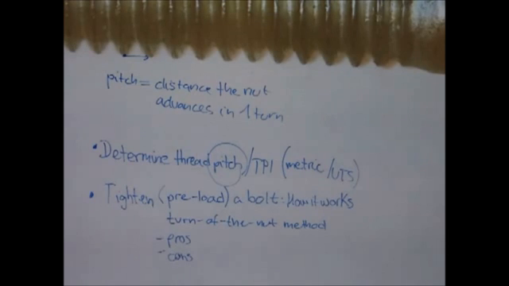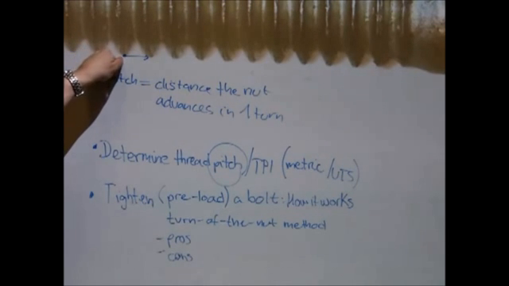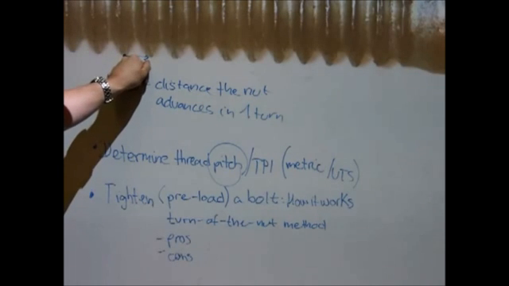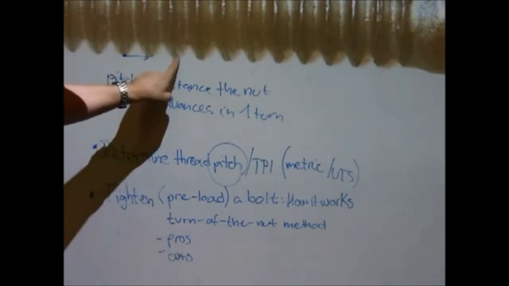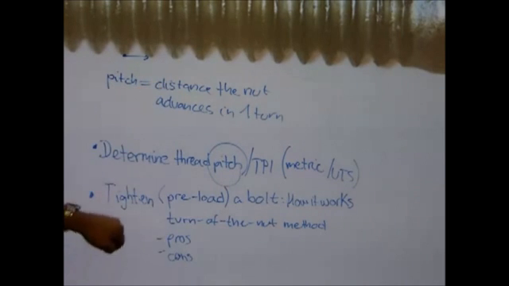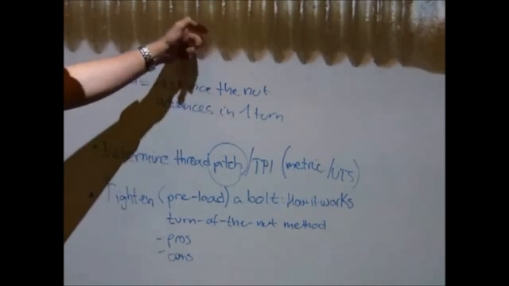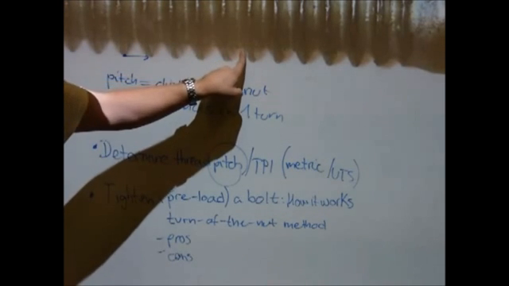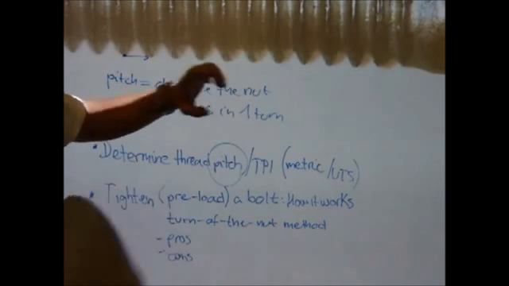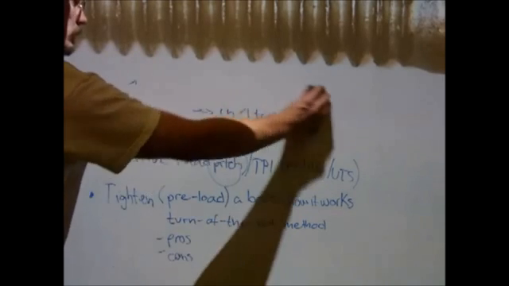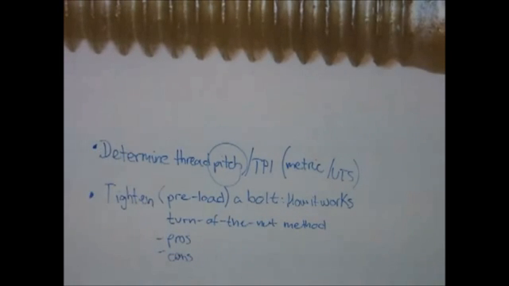in one full turn. So if the edge of the nut was at this crest, if it rotates around once, the edge of the nut will be here. If it rotates around one more time, the edge of the nut will be here. If it starts at this root here, where the edge of the nut is, in one full turn it will be there, and in one more turn it will be there. This is pitch. A pitch is a horizontal distance. It's very important for the concept of preloading or tightening a bolt.